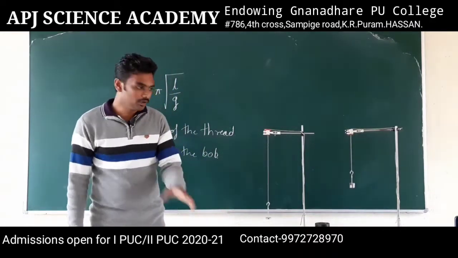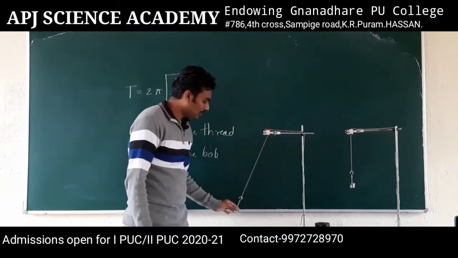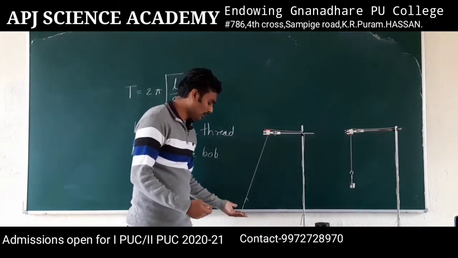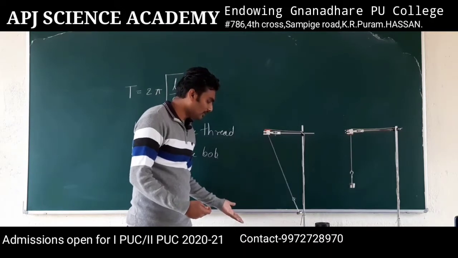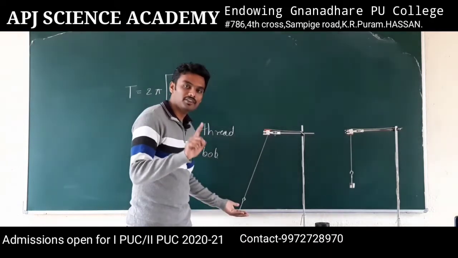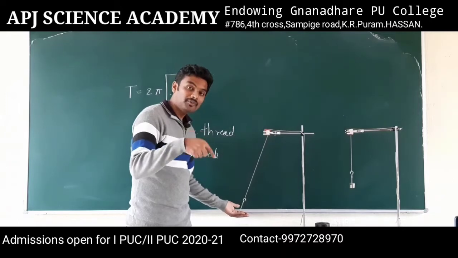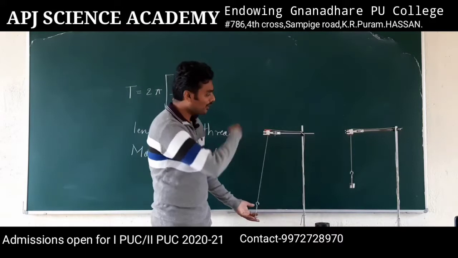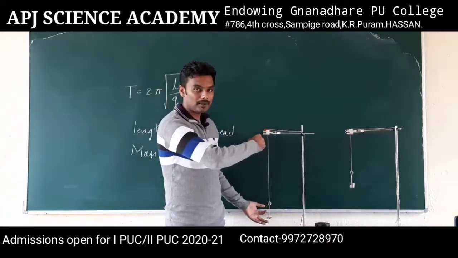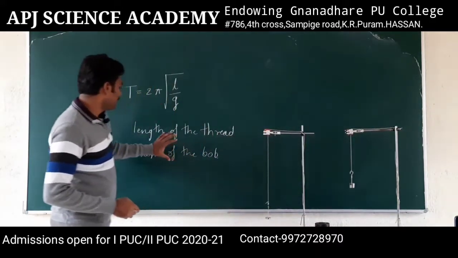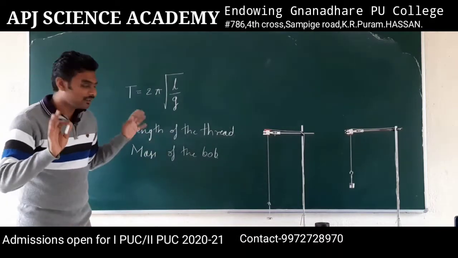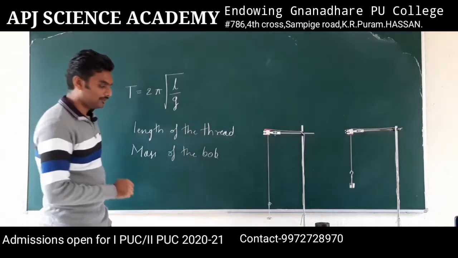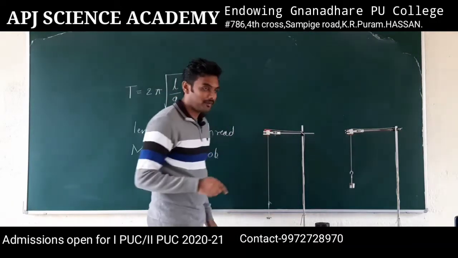Time period, you understood, no? It's the time taken to complete one oscillation, or one back and forth motion. I'll just leave it from here, it goes there, comes back. This is one oscillation. The time taken for this one oscillation is the time period of this pendulum. These are the factors I think might be affecting the time period. Now let me check one by one.